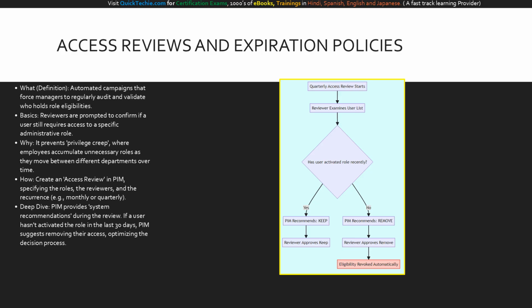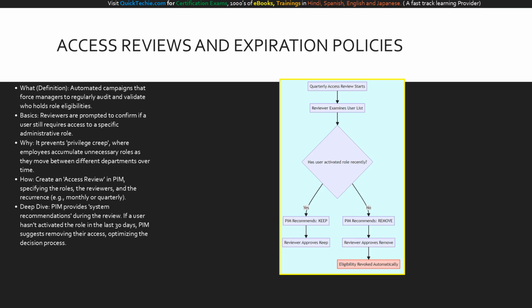The quarterly access review starts and the reviewer begins examining the user list. At this stage, PIM's telemetry engine steps in. It asks, has the user activated this role recently? If they are actively using it, PIM follows the left path and recommends that the reviewer keep the access. However, if the role is dormant, PIM follows the right path and strongly recommends remove.